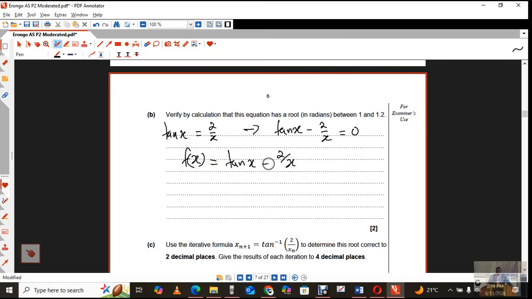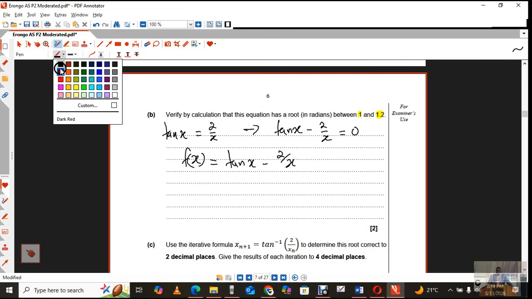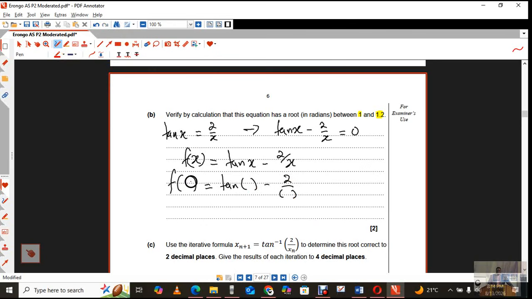Now that I have that, for you to show that it has a root, you are going to substitute these answers into the function, and then we'll see whether they give you a change of sign. So f of, I'm going to put in the value. No, that should be a minus. Sorry, I'm going to put the value of 1. So inserting 1, what is it that we get?